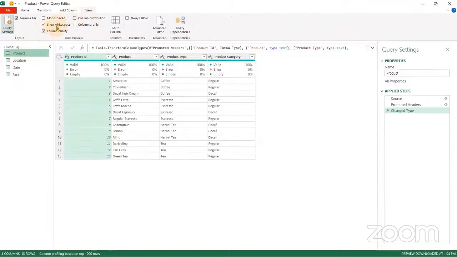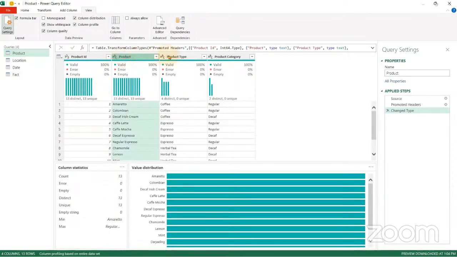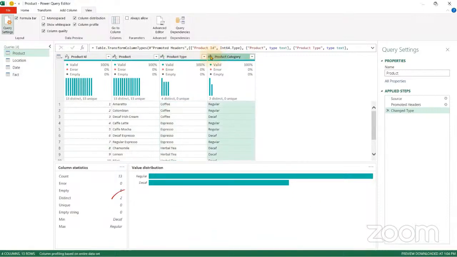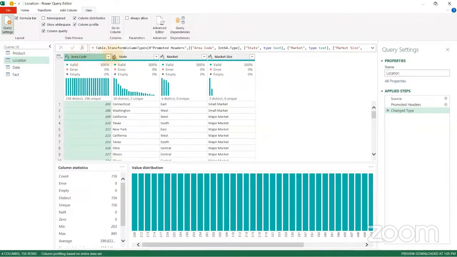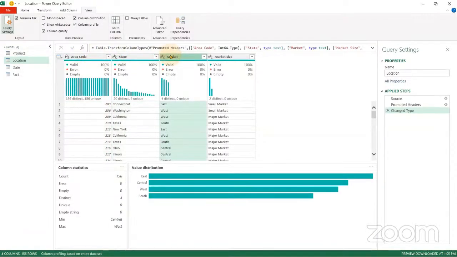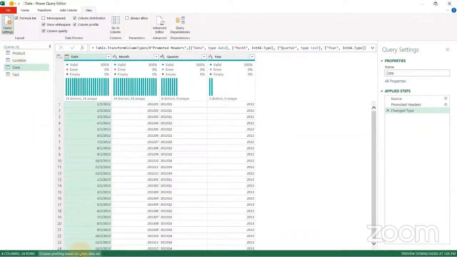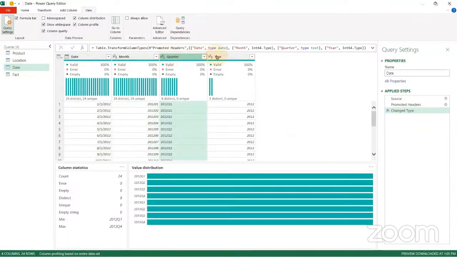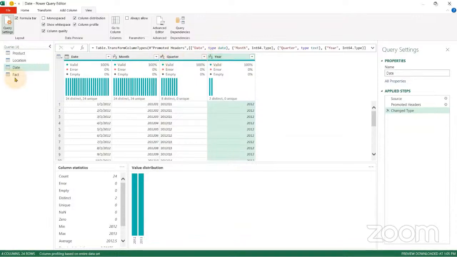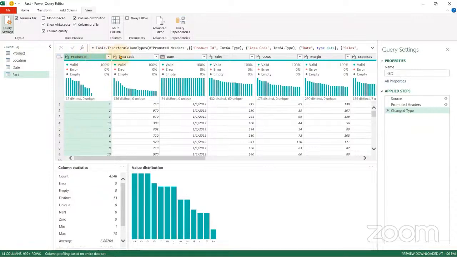Select Product. Click View and check 3 boxes to enable exploratory data analysis. Change profile to entire dataset. Select columns 1 by 1 and record number of distinct values and number of unique values. If number of distinct values is equal to number of unique values, the column is a primary key. If number of distinct values is greater than number of unique values, the column is a foreign key.